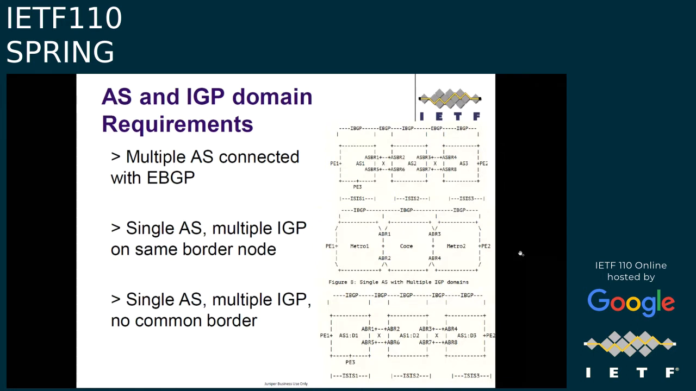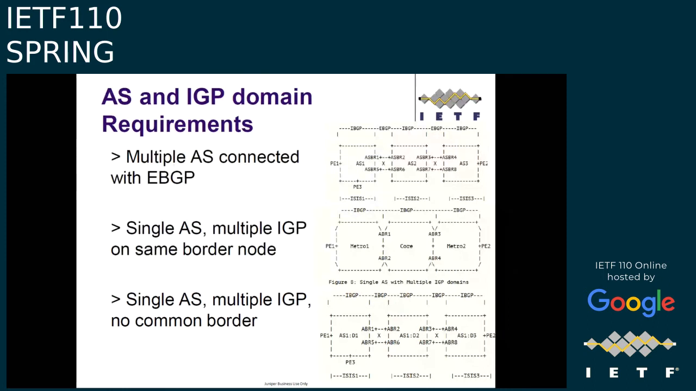So in terms of requirements, we have reorganized the use cases and requirements section and clearly laid out the requirements, categorized into multiple categories such as AS and domain requirements, SLA requirements, merger and migration requirements, scalability, availability requirements, and so on. So just to quickly cover AS and IGP domain requirements.